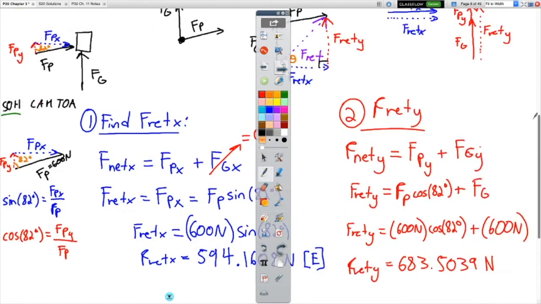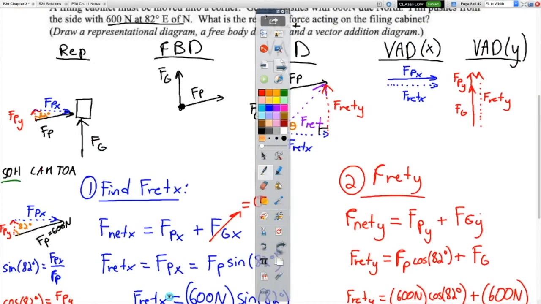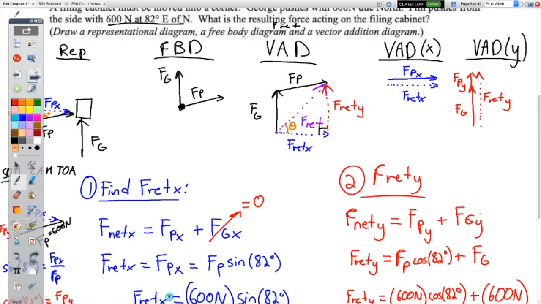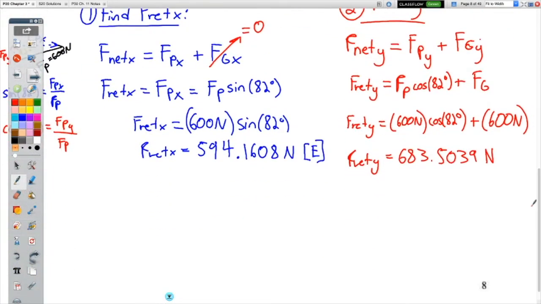Again, we can go back to our picture. We can also kind of think about it. Someone was pushing north, someone was pushing east of north. Either way, they're both pushing in the y-axis north, right? And so F net Y is that magnitude, but which direction? North.